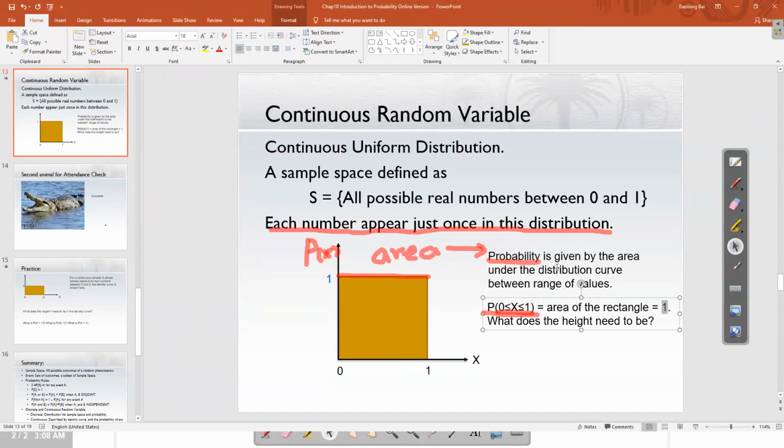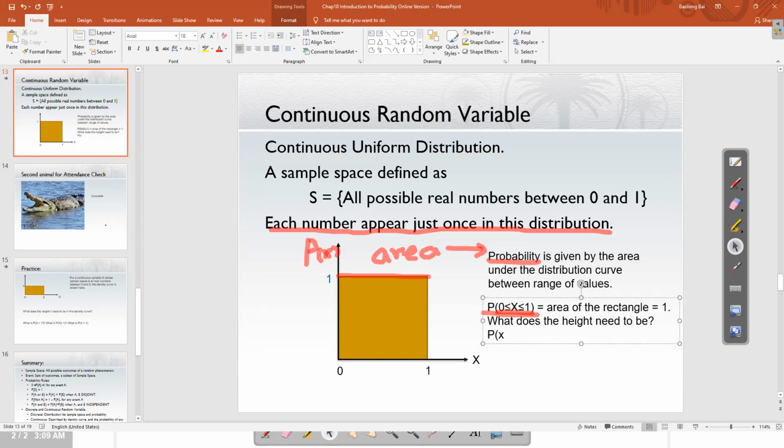Area represents the probability. Then what does the height have to be? You have a rectangle shape, right? If the area equals 1 and one side, the base, equals 1, what does the height have to be? It equals 1, right? So the height has to equal 1 to make sure the total probability of the density curve equals 1. Basically, the probability of the sample space equals 1, right? Okay. So once you find that height, then for any other event, you can find the probability very easily.